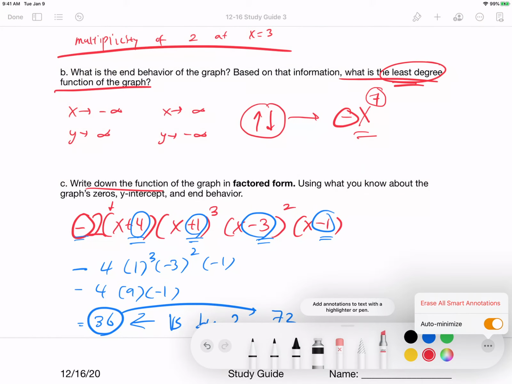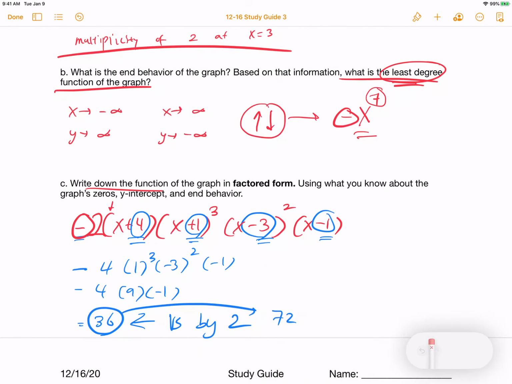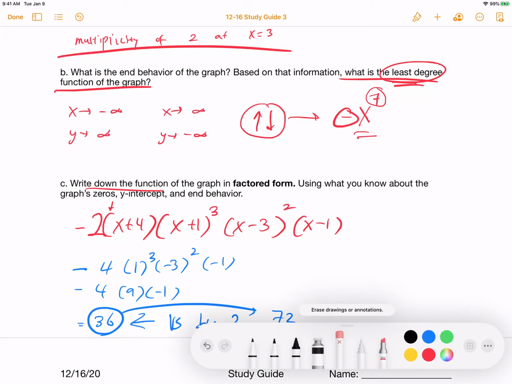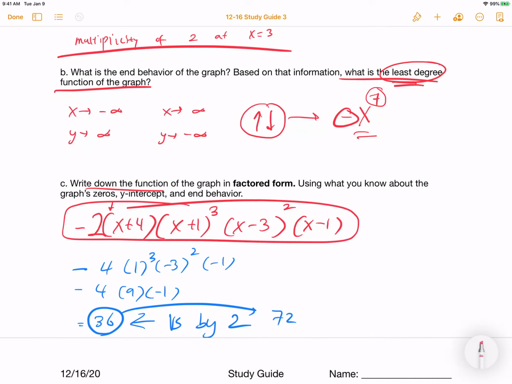So my final answer should look something like this. Just have to put the 2 in the front there. That should take care of the y-intercept problem.